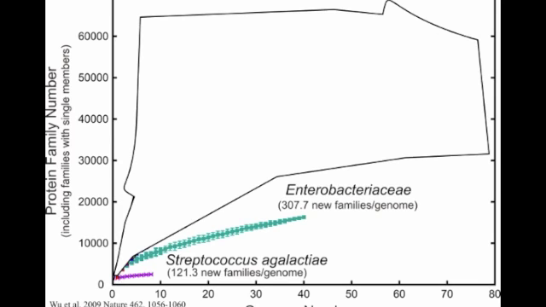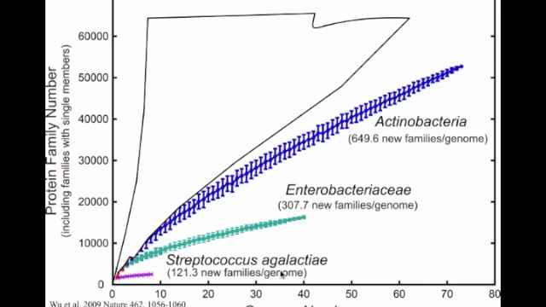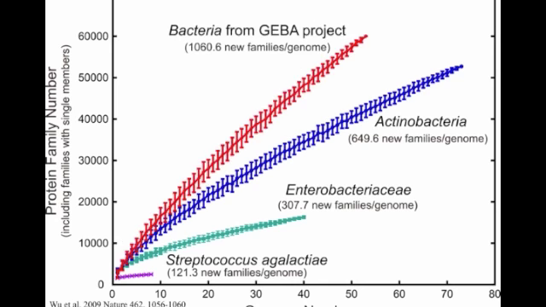If you do this within a family of bacteria, so as you sample different genomes from across the diversity of the Enterobacteriaceae, the rate of recovery of protein families per genome is higher than the rate when you do it within a species. If you do it within a phylum, the rate of recovery of new protein families is higher. And if you do it across all the genomes we were sequencing, it's the highest.